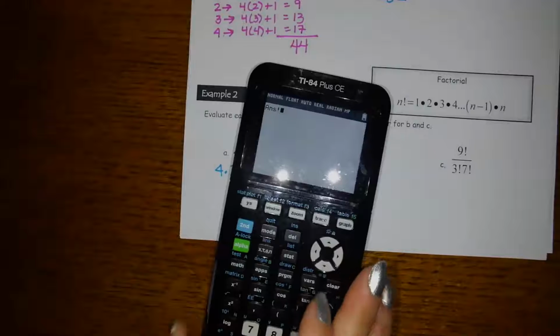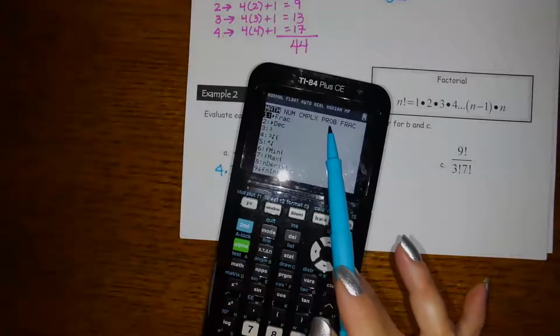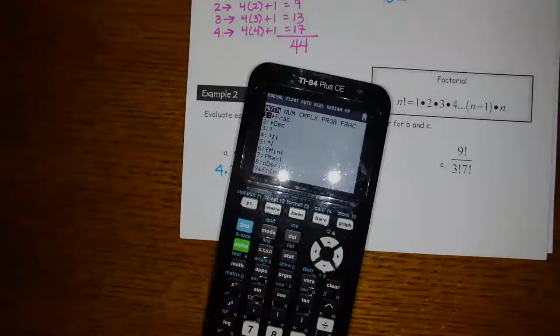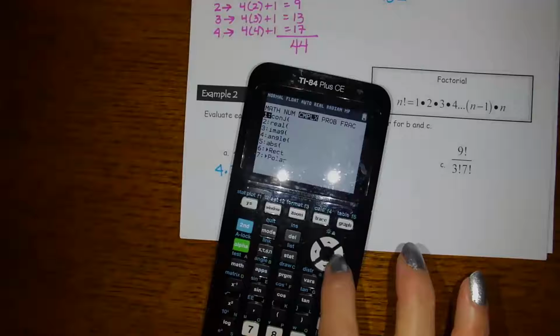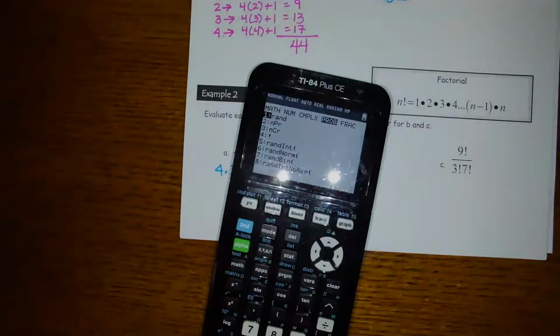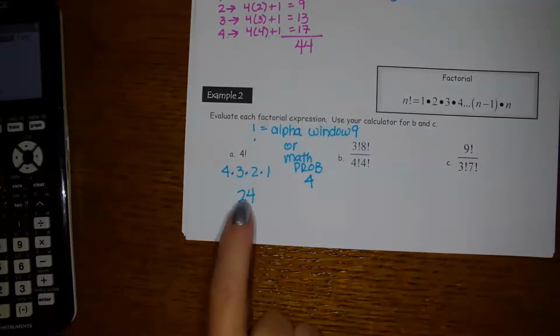Okay, if you have under math, if you have a new calculator, it's PROB. If you have an older calculator, it's just PRB. Doesn't matter which one you have, you just have to learn your notation, and you go over there, and number 4 is the factorial button. Did everyone find the factorial button in your style of calculator? Okay. So did everyone get 24 with a calculator?